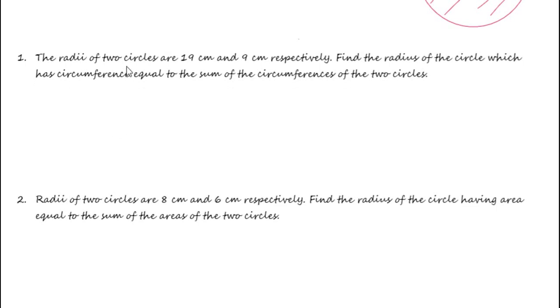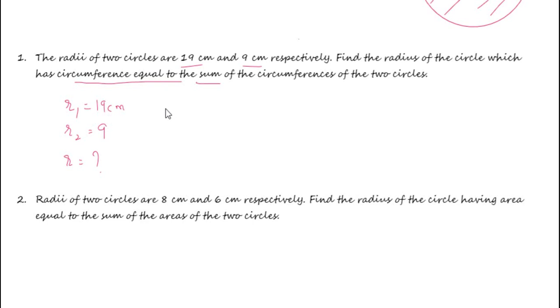First one, radii of two circles are 19 centimeter and 9 centimeter respectively. Find the radius of the circle which has circumference equal to the sum of the circumference of two circles. Now there are two circles. The radius of the first circle is 19 centimeter. Radius of the second circle R2 is 9 centimeter. We need to sum up the perimeters of these two circles and then find out the radius of such a circle. That is R, we do not know.